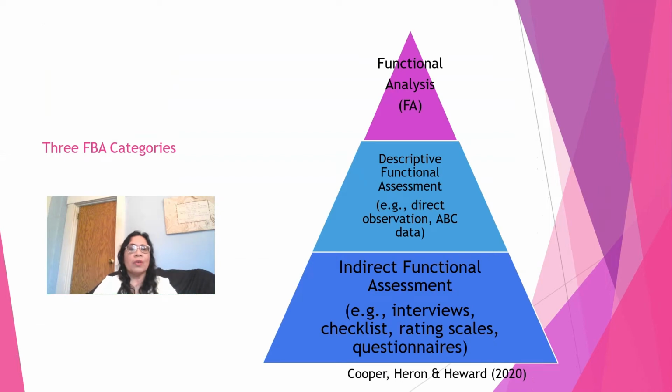This slide shows the hierarchy of FBA. There are three categories in FBA. The first one is indirect functional assessment, then descriptive functional assessment, and on the very top is functional analysis, or FA. The higher up we go in the hierarchy, the more effort it will require. However, the result will be more reliable and accurate.